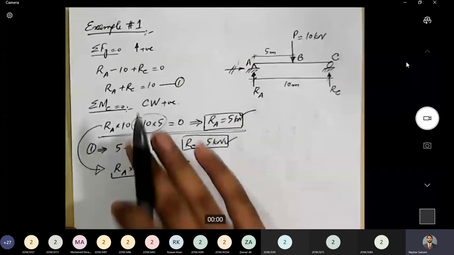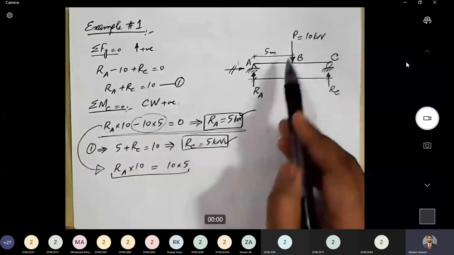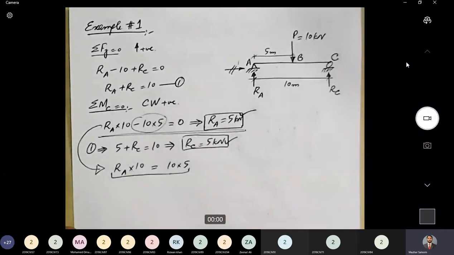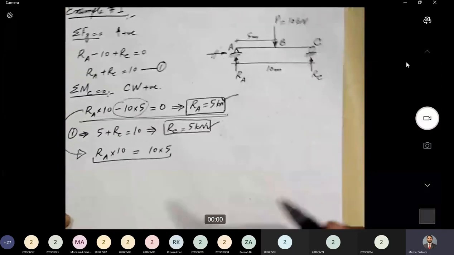We have just completed the first step of the solution of the beam. We have considered a simply supported beam subjected to a single load, and we have calculated its reactions. Now, what was our next step? Our next step was to divide the beam into a number of segments, a number of portions, right? The second step of our solution is to divide the beam into a number of portions.